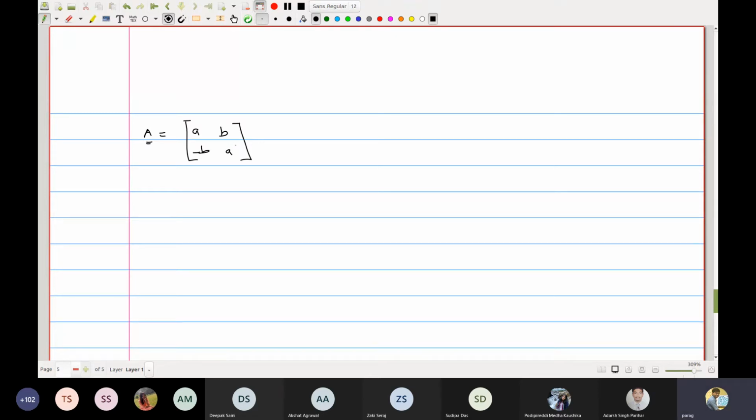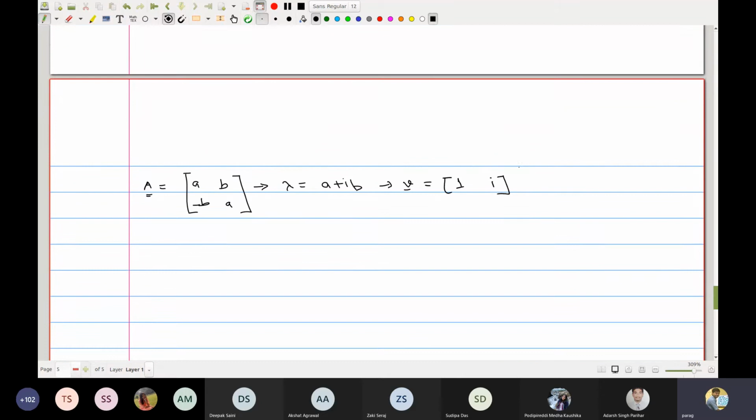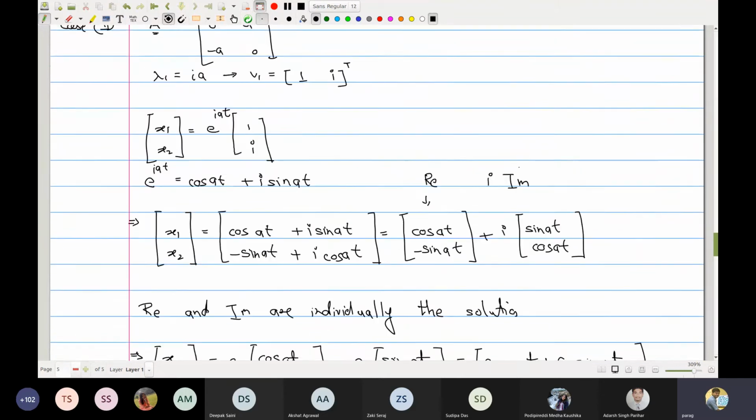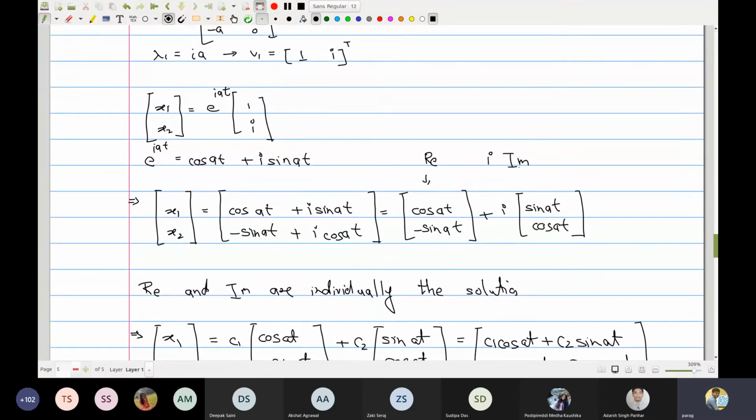If this is the case, then what's going to happen? Well, you will repeat the same procedure as you did. One of the eigenvalues is lambda equal to A plus iB. The eigenvector remains the same, which is 1, i. So we'll repeat the entire procedure the way you did here. The procedure is very simple. Let me point out the differences.